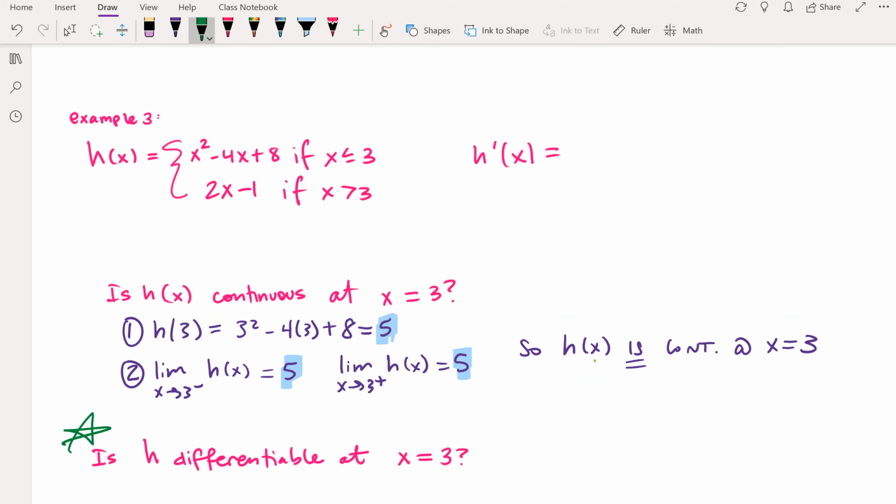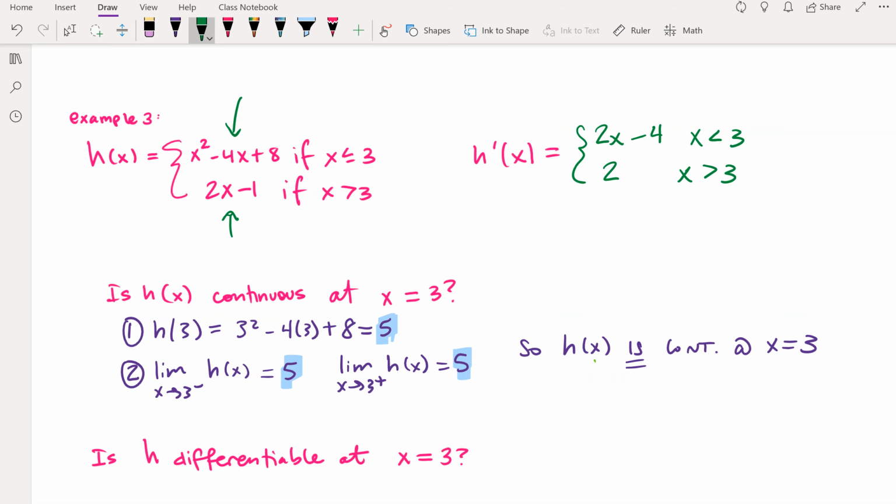Is h differentiable at x equals 3? Well, the first step is to find the derivative of h of x. So let's go ahead and find h prime of x. And it's going to be 2 pieces. We're going to take the derivative of the top piece using the power rule. So we have 2x minus 4 if x is less than 3. And then we'll take the derivative of the bottom piece. Derivative of 2x minus 1, that's just 2 if x is greater than 3.